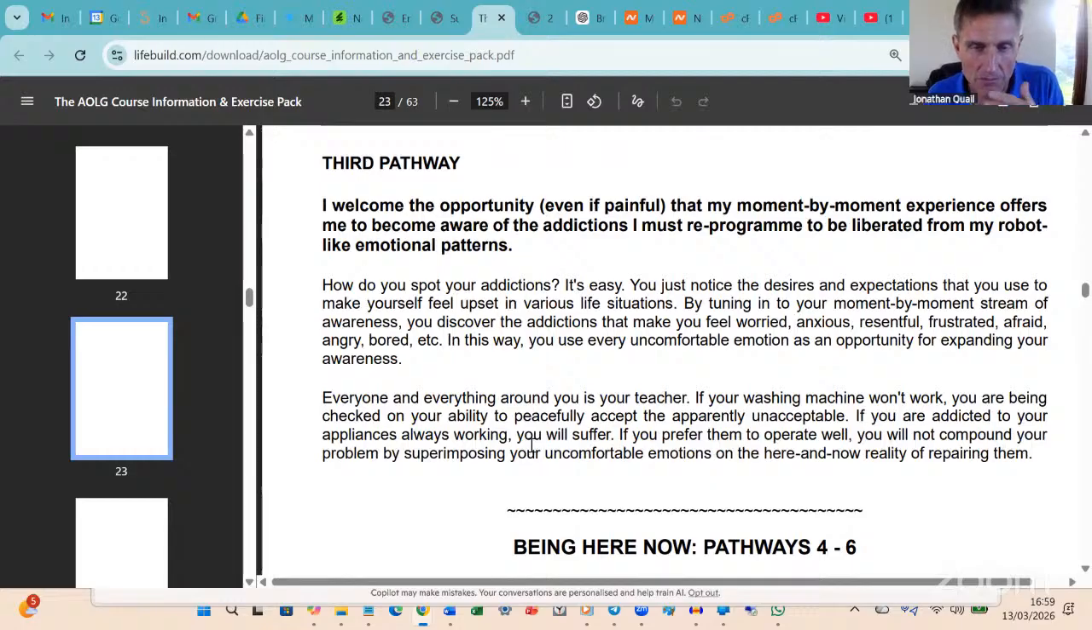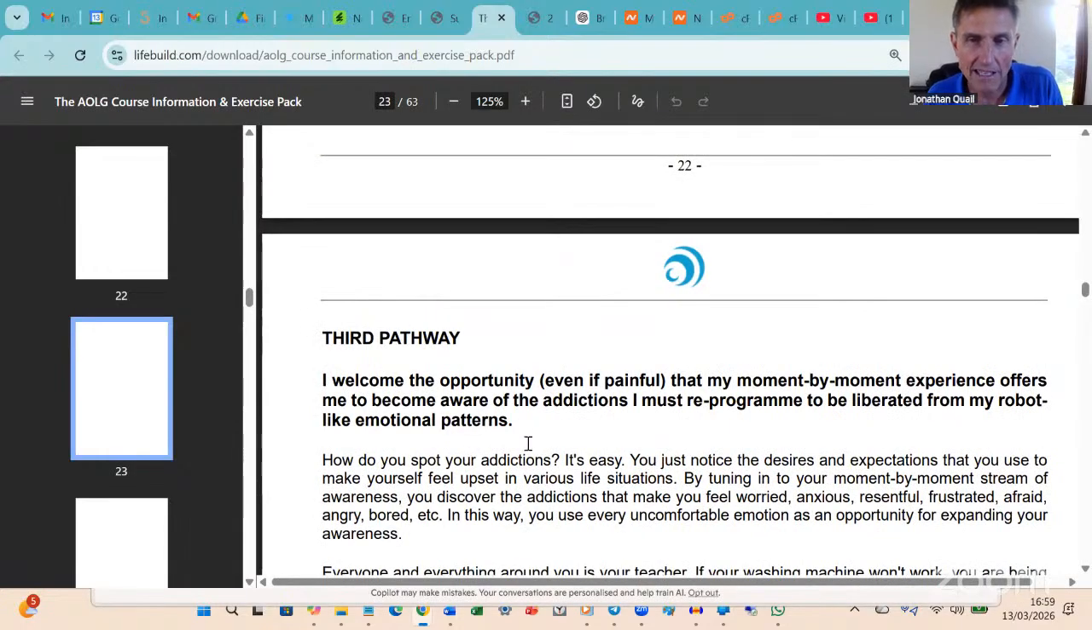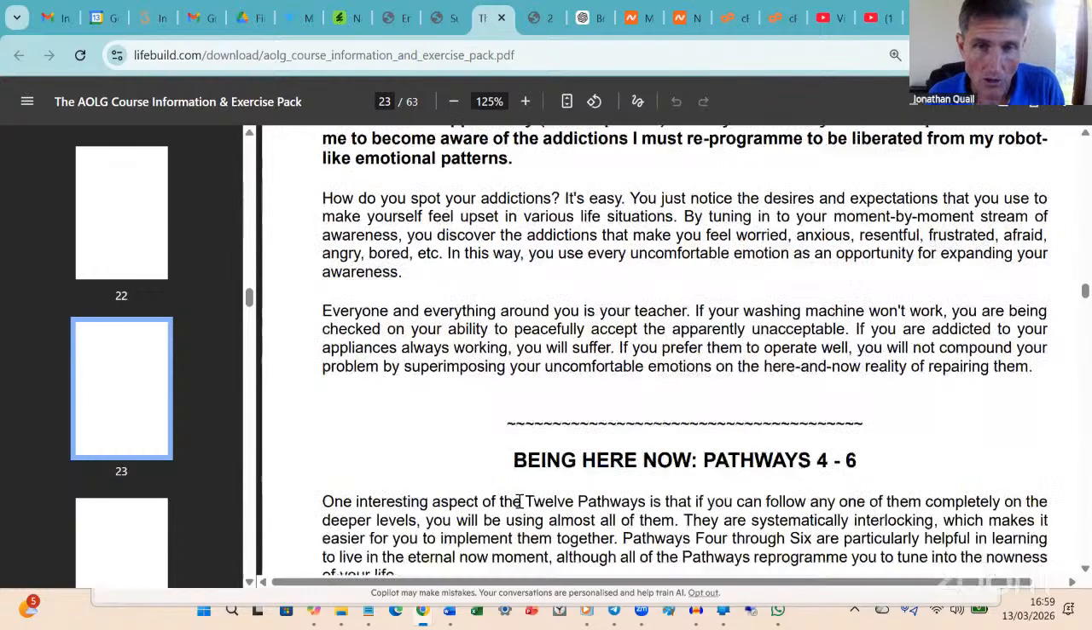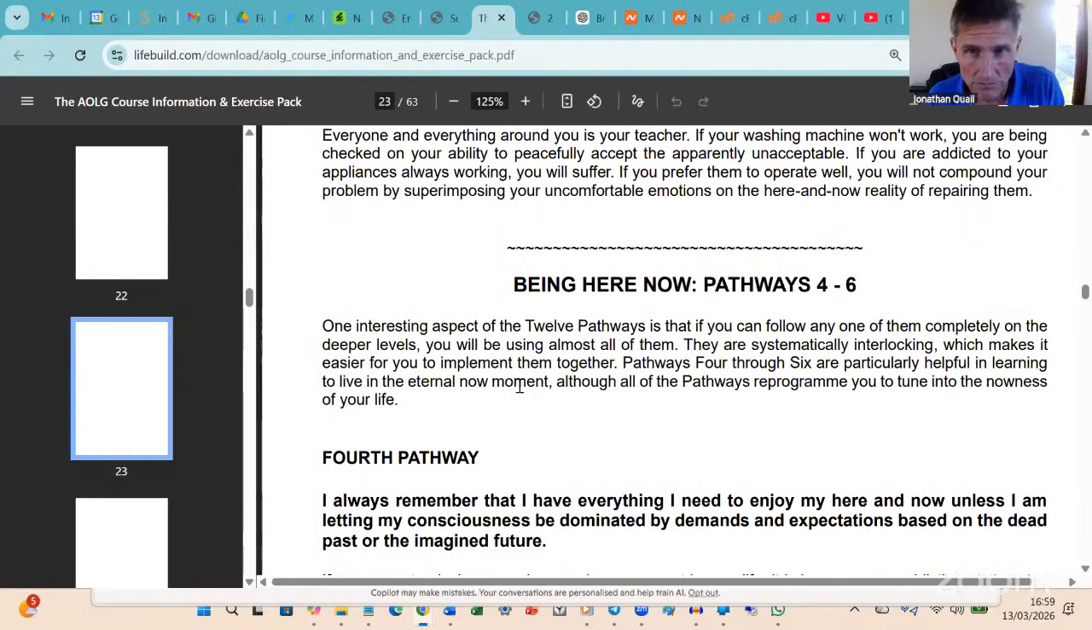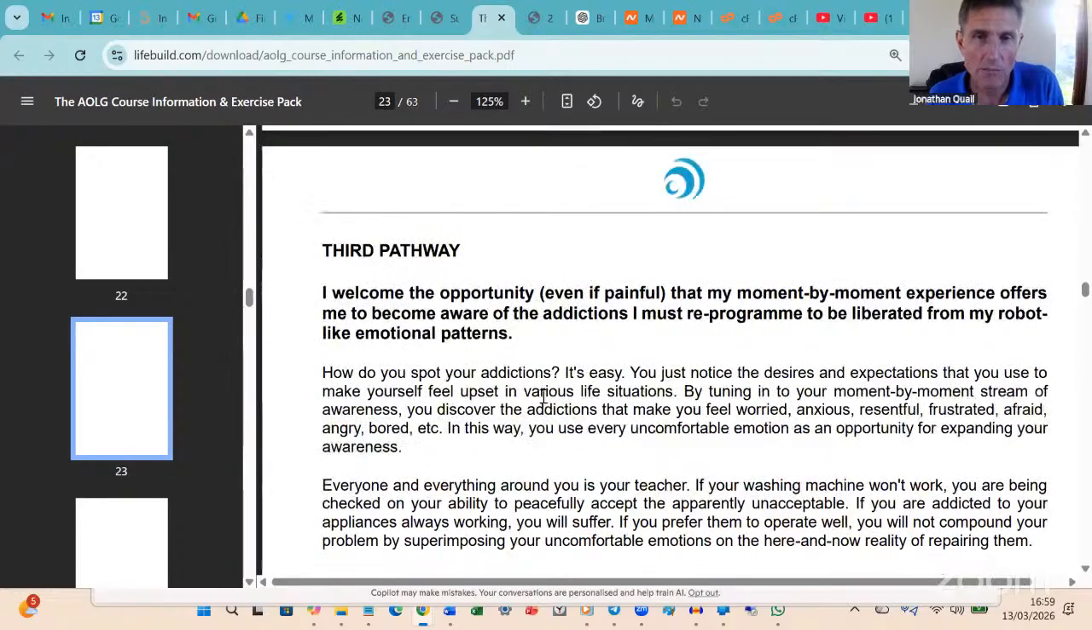So start recognizing that and making the decision to reprogram, to unprogram that from your life, because that's then going to take you on the journey and prepare you for the next pathways, which are all about being in the present moment. You can't be in the present moment if all you want is your fix. Right?